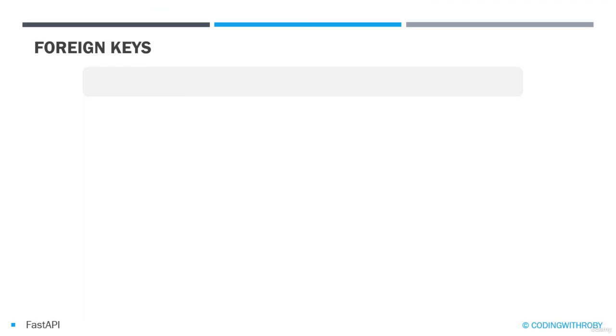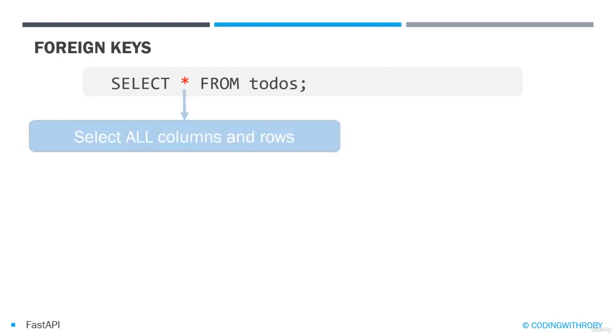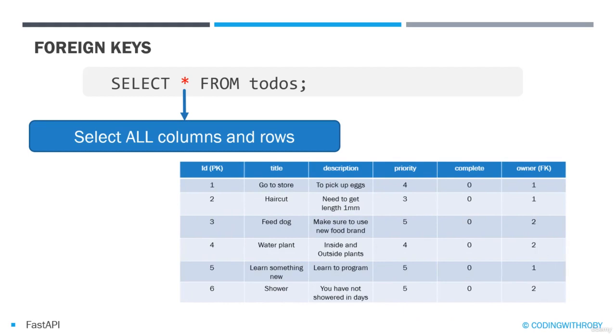Let's see some more information about foreign keys. For example, let's pretend we did a select all from our to-do SQL statement. To reiterate, this means we are selecting all columns and rows from the database. And since we're selecting all rows and columns, we are getting our database table of our to-dos. However, this time there's an additional column that we added called owner, which is a foreign key. This is just so we can see what information is in our to-dos for this example.